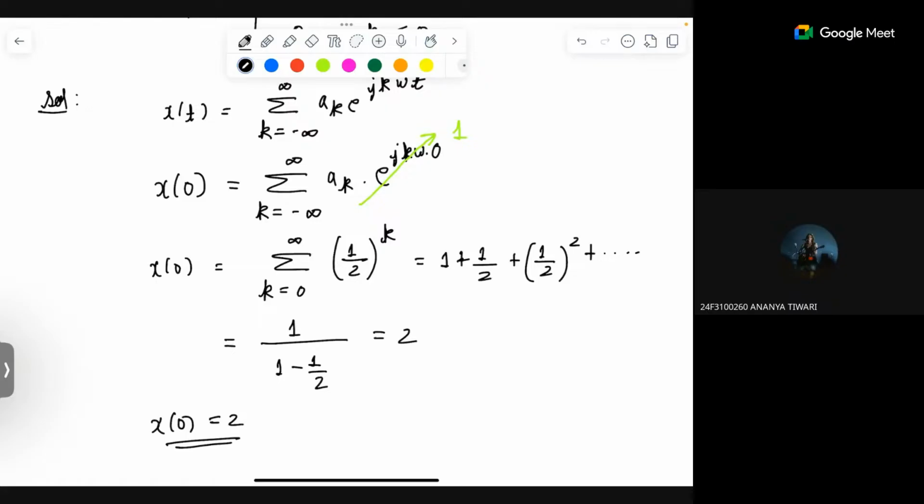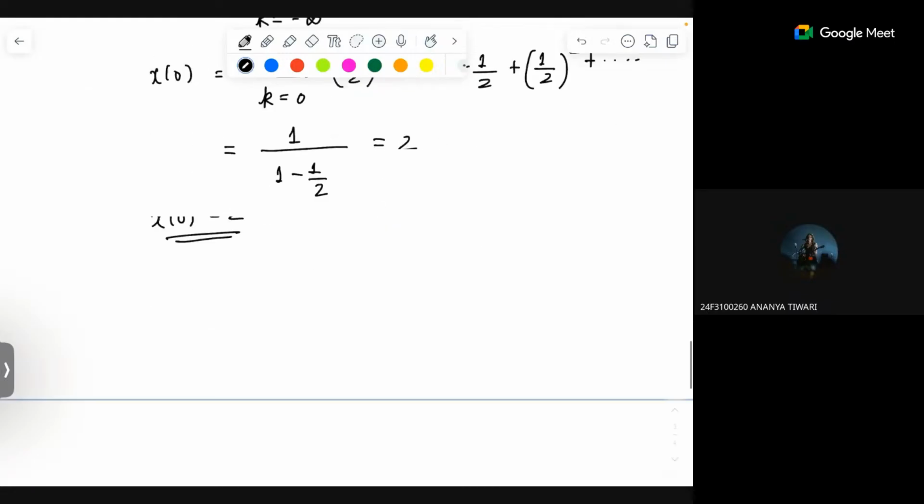This is my answer. Is this clear? The solution is clear? Yes, ma'am. Bhosle, Rohit, is it clear? Okay, Rohit. All right. Next question.